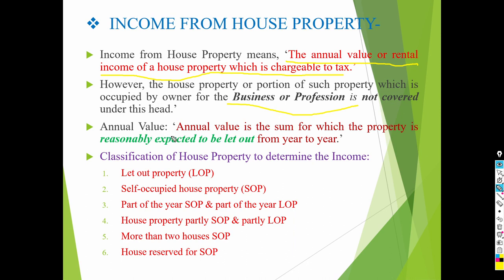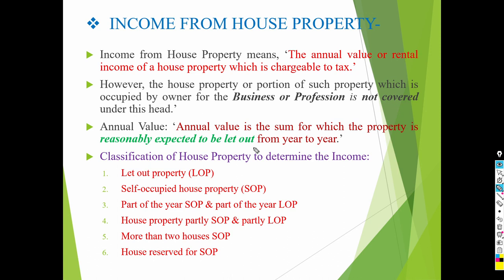Then what is meant by annual value? On which basis is income from house property determined? Here annual value is the sum for which the property is reasonably expected to be let out from year to year. We will discuss how to compute annual value in the next slide. Before that, let's see the different classification of house property to determine the income from house property.